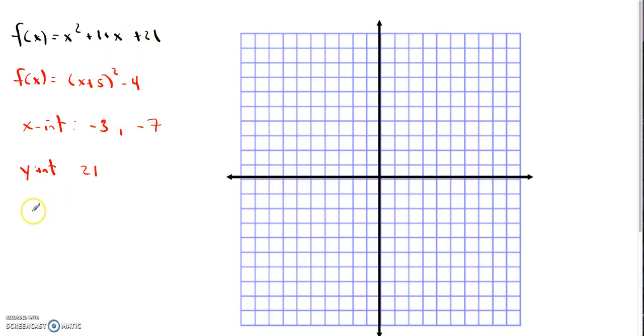So I know my vertex is negative 5, negative 4, so I can plot that point first. 1, 2, 3, 4, 5. 1, 2, 3, 4. There's my vertex. My x-intercepts are negative 3 and negative 7, so 1, 2, 3, 4, 5, 6, 7. My y-intercept is way off the graph on this one, so I can graph this like this. So I have an idea where my U shape is. So this is the shape of my graph. So if I'm going to flip back and forth between screens.